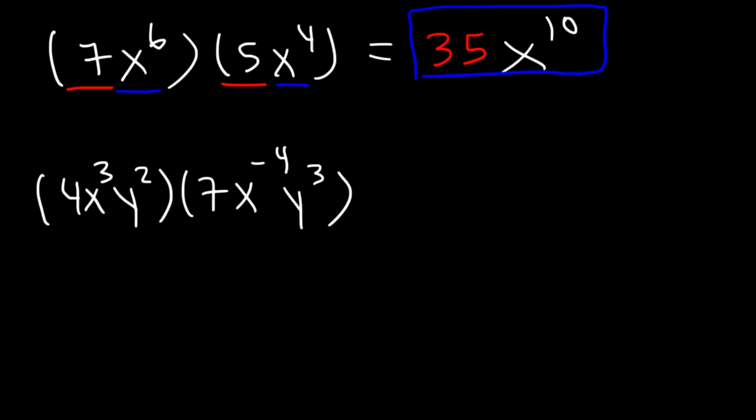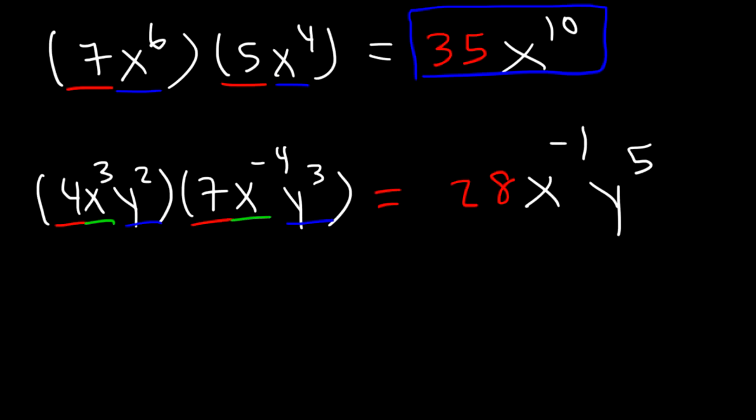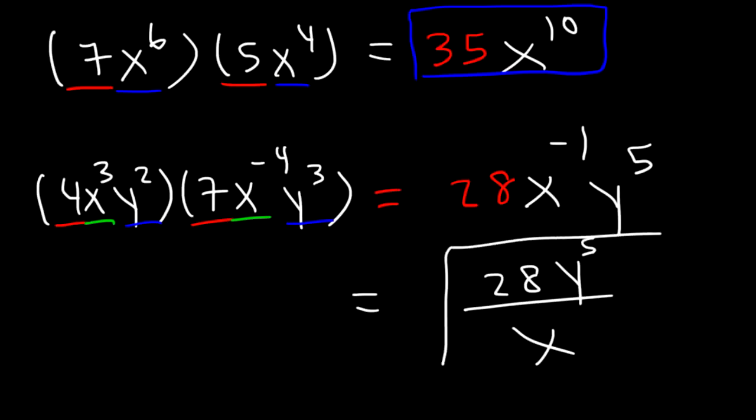Now in the next example, we've got to multiply 4 by 7, which is 28. And then x cubed times x to the negative 4th. So we've got to add 3 plus negative 4, which is negative 1. And then finally, we've got to multiply y squared times y cubed. 2 plus 3 is 5. So it's y to the 5th power. Now we need to get rid of the negative exponent. So let's move the x variable to the bottom. So it's 28y to the 5th divided by x. And so that's the answer.